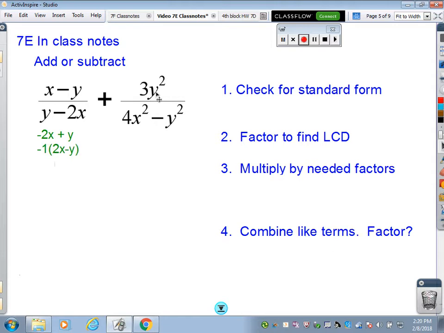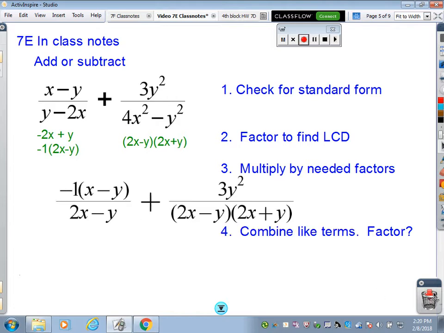All right, next look at the rest of the expression. Can anything factor? Well, you should recognize this as the difference of two squares, which factors to 2x minus y and 2x plus y. I need everything in factored form to be able to find my least common denominator. Now, because I have a negative 1 in the denominator here, I'm going to pull that up top. Okay? So now I don't have to worry about that negative in my denominator.